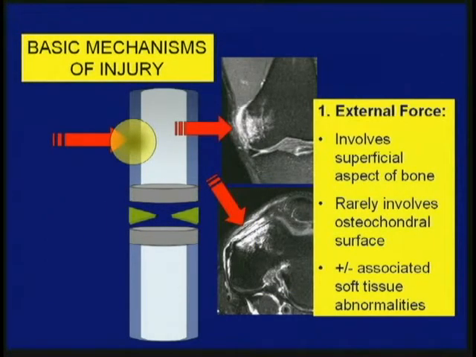The red arrow is showing you the force, external force applied to the knee. You'll note that this marrow edema is on the surface of the bone, in this case associated with soft tissue edema, and it does not go down to the end of the bone. Now I can tell you sometimes it will, but the major edema will be away from the end of the bone. That will help you. Here in the transverse image, we can see exactly what happened. So this is what an external force looks like.